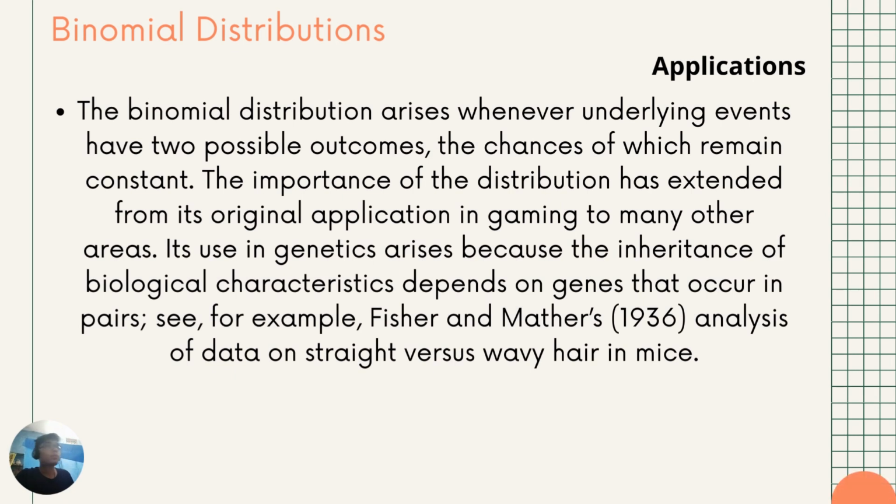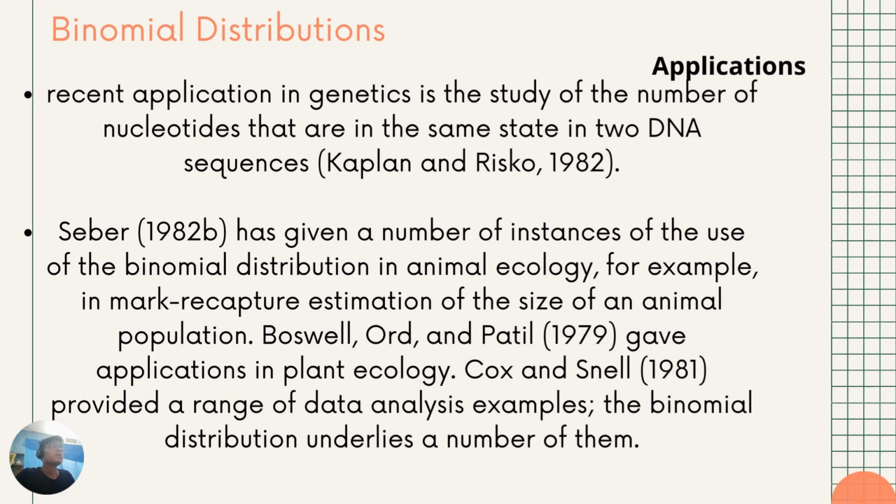Now let's come to applications. The binomial distribution arises whenever underlying events have two possible outcomes, which is why it is binomial, the chances of which remain constant. The importance of the distribution has extended from its original application in gaming to many other areas. Its use in genetics arises because the inheritance of biological characteristics depends on genes that occur in pairs. See, for example, Fisher and Mather's analysis of data on straight versus wavy hair in mice.